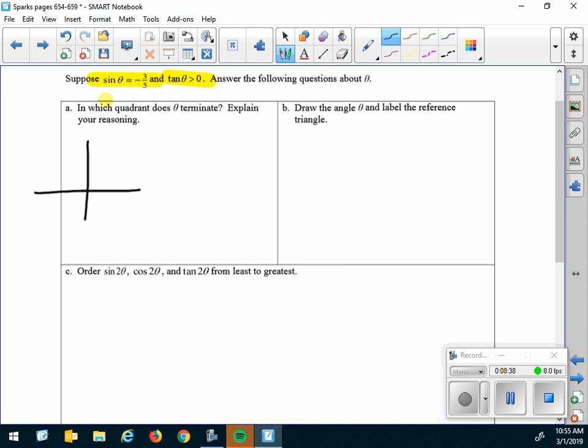Your sine is negative. 3 and 4. Your tangent is positive. Say again? 1 and 3. What quadrant does this angle terminate in? Quadrant 3. Now let's go to part B. Draw the angle theta and label the reference triangle.